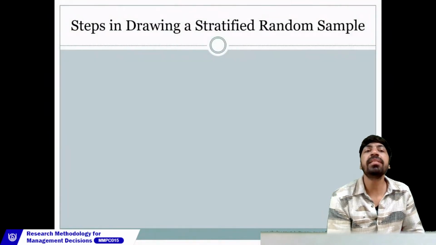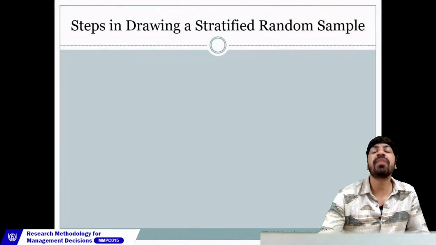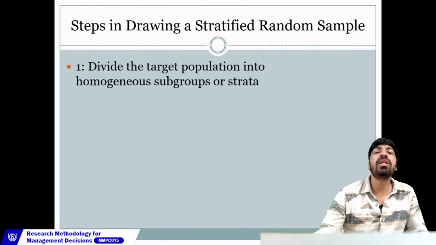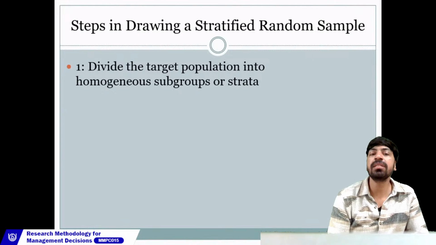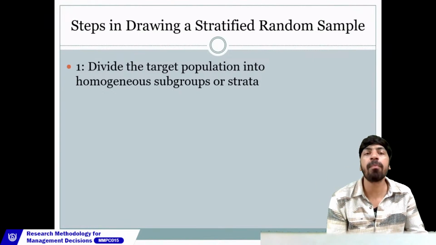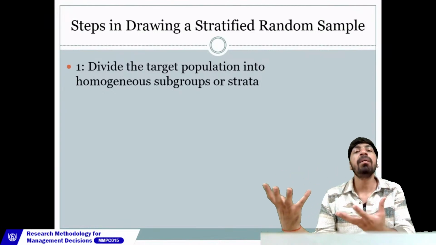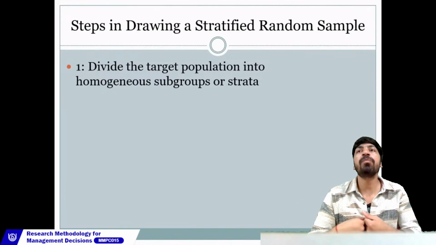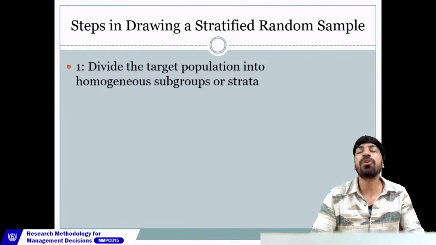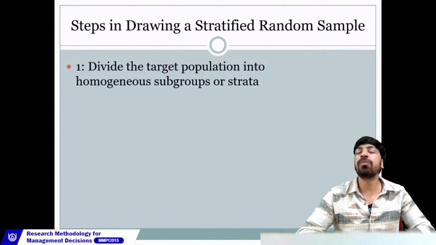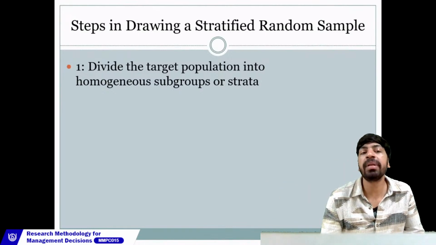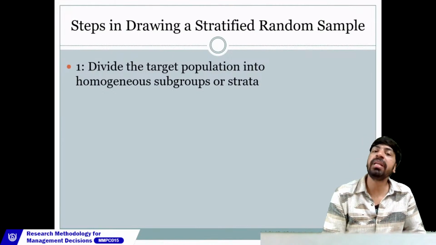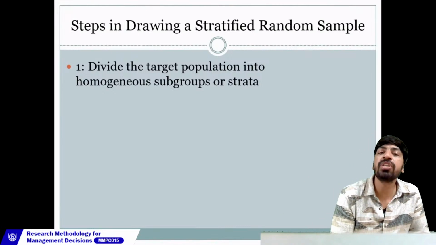So let's begin the steps in drawing a stratified random sample. The first one is to divide the target population into homogeneous subgroups. Whatever the target population, it could be male and female, students, customers, or the consumer base of a company. This is the target population, and then it will be divided into homogeneous subgroups.